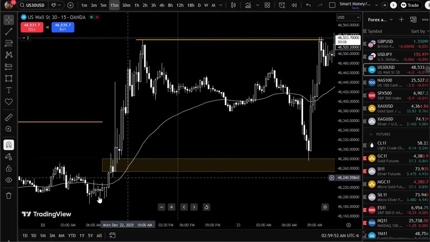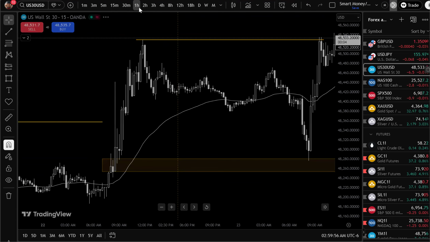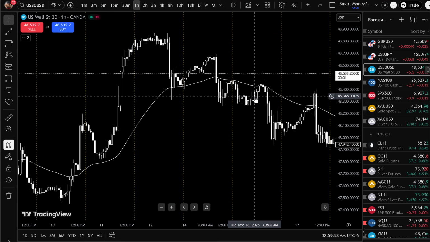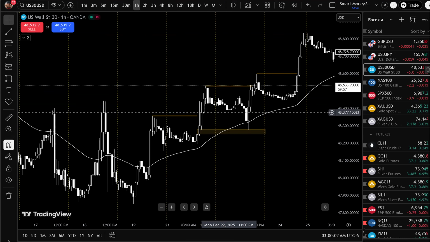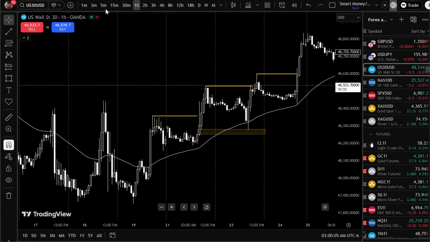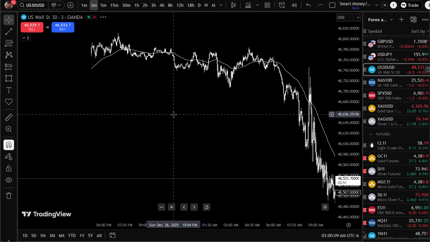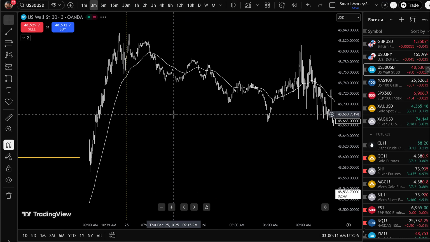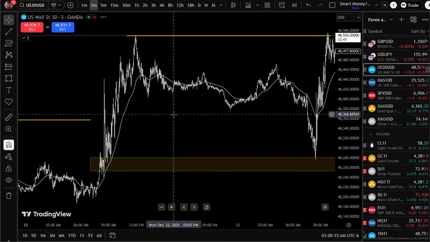And look, we got a little small area here, but it didn't come back. That 1 hour fair value gap was good. See right there? So that covers our correction. Watch this. Let's look at the 3-minute. Let's scroll on over.